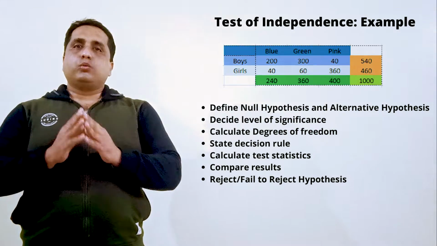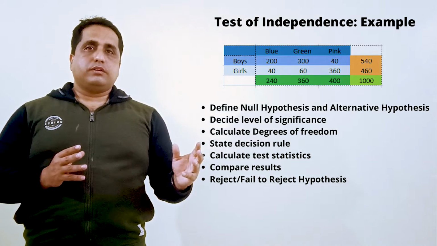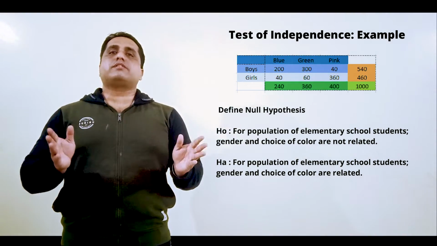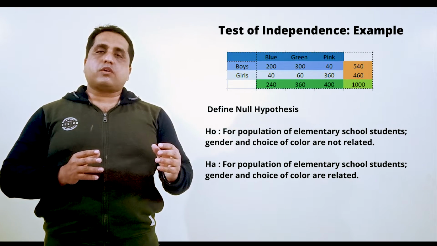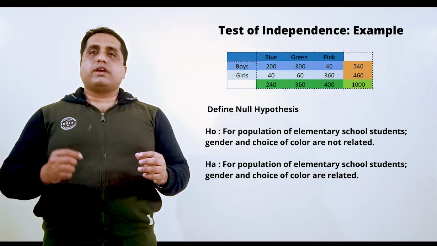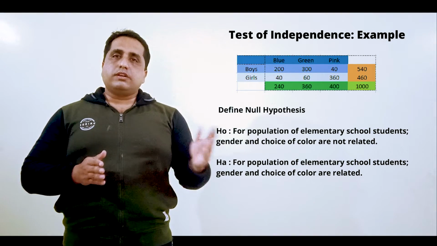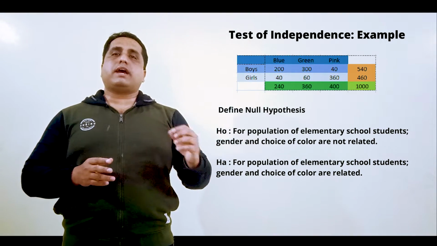The first one is to define the hypothesis. In this case, our null hypothesis would be that there does not exist any relationship between the choice of color and gender. Whereas the alternative hypothesis would be that there does exist a relationship between the choice of color and gender.